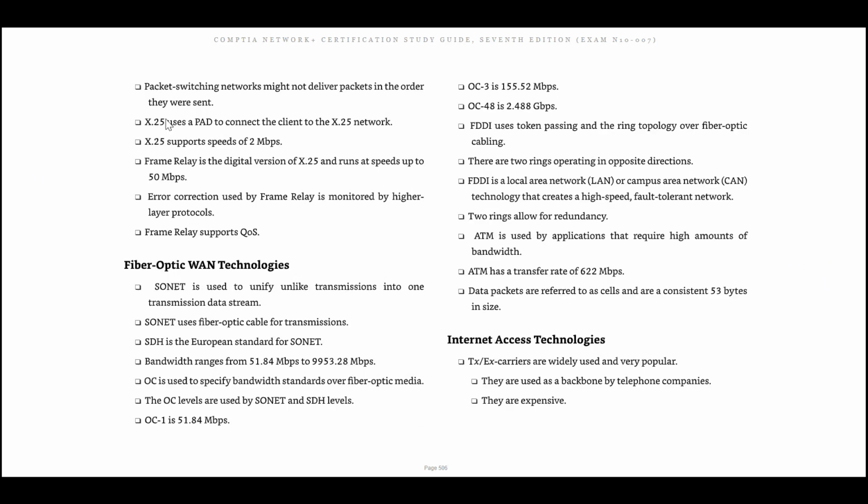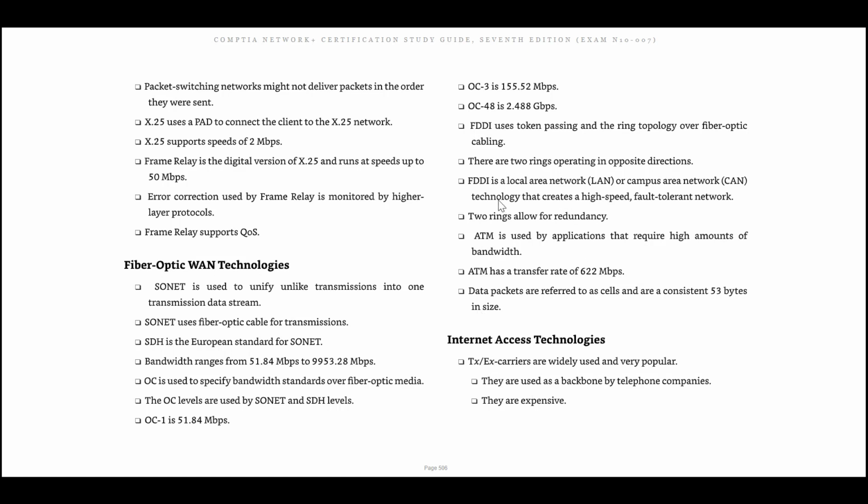And then you have different protocols. X.25 is a much older protocol, and frame relay is the digital version of X.25. Error correction can be used by frame relay and is monitored by higher level protocols. Frame relay supports QoS. We looked at that in my router. It's where we set up the ability to have priority on which devices get the internet first. And then we're getting into these fiber optic technologies and carriers.